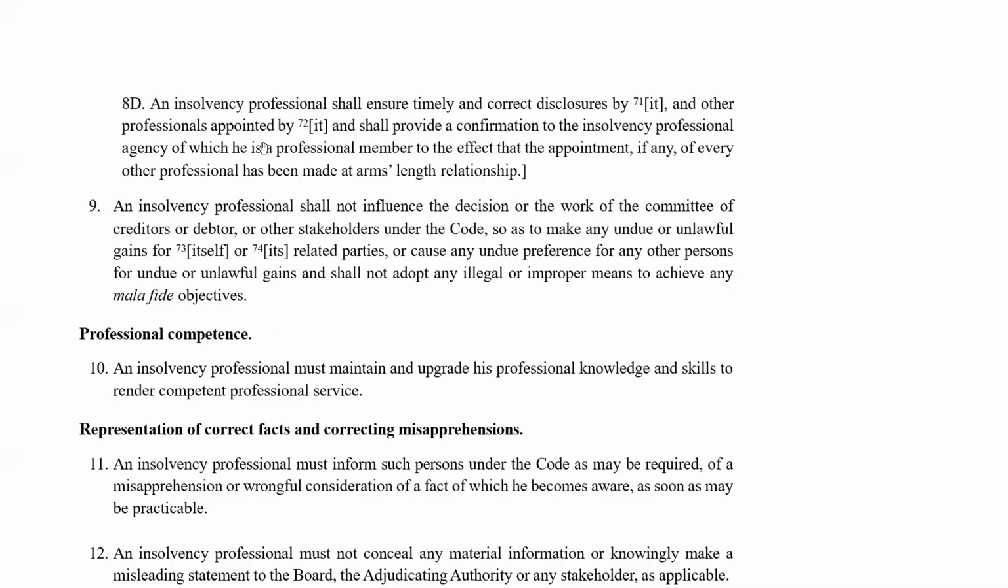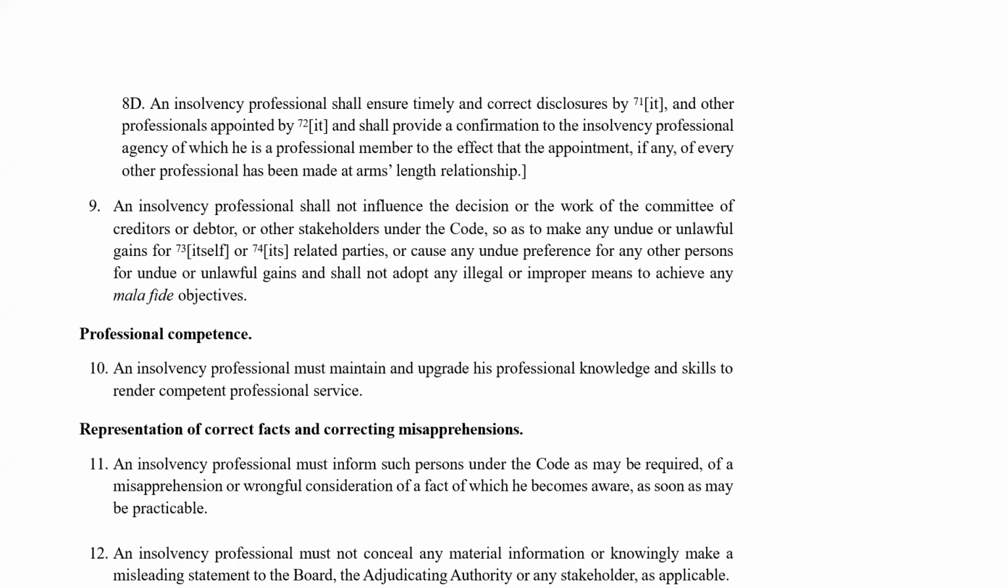बस थोड़ा सा और है, पढ़ लीजिए पूरा इसको. An insolvency professional shall ensure timely and correct disclosures by it and other professionals appointed by it, and shall provide a confirmation to the insolvency professional agency of which he is a professional member, to the effect that the appointment, if any, of every other professional has been made at arm's length relationship.